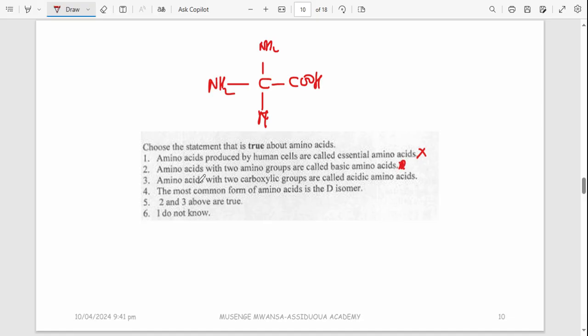Amino acids with two carboxyl groups are called acidic amino acids. This is also supposed to be true, because if you have a carboxyl group here and also a carboxyl group here, that's true. The most common form of amino acid is the D. No, remember we said it's L. So the answer is 2 and 3 above.